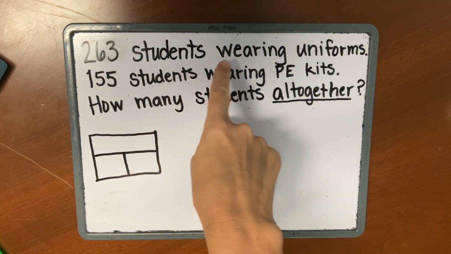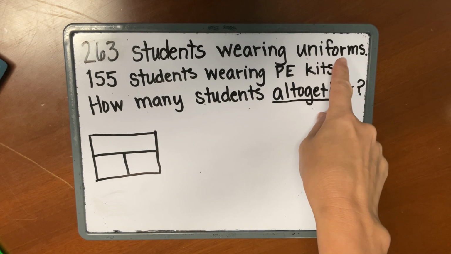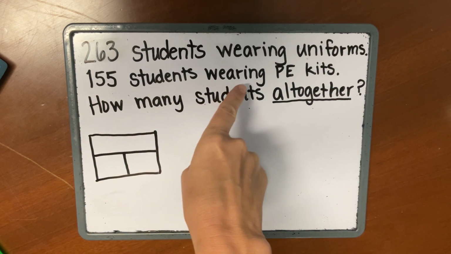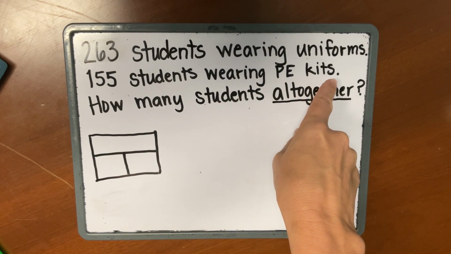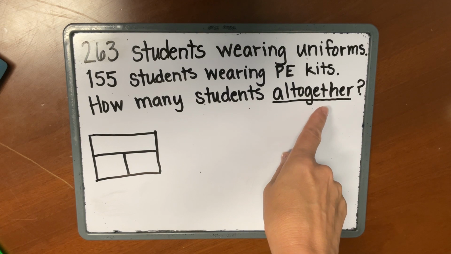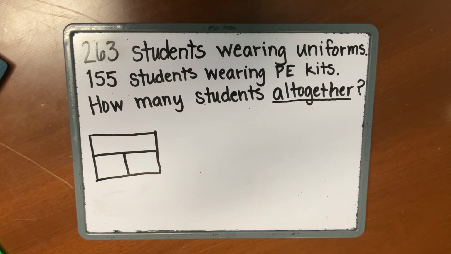263 students were wearing their regular uniforms. The teachers saw that 155 students were wearing their PE kits on the same day. How many students altogether did the teachers see wearing uniforms and PE kits?